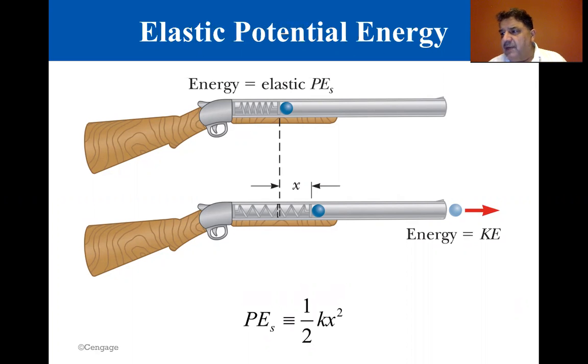The figure shows a ball being projected from a spring-loaded toy gun. The spring is initially compressed a distance x. When the gun is fired, the compressed spring does work on the ball and imparts kinetic energy to it.